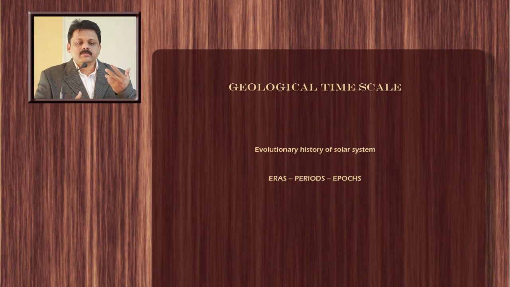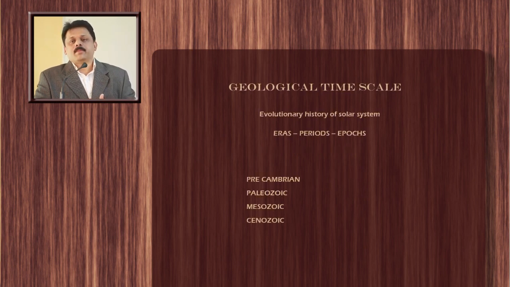The whole of the evolutionary history of the solar system can broadly be divided into four eras such as Precambrian, Paleozoic, Mesozoic and Cenozoic. So we will discuss each of these eras in detail, and we will also see the major biological event that has taken place in each of the eras.